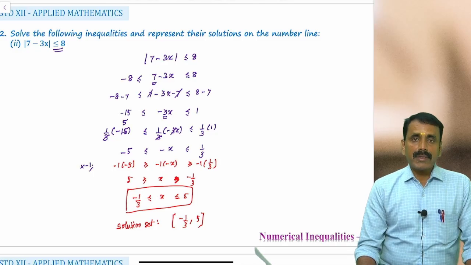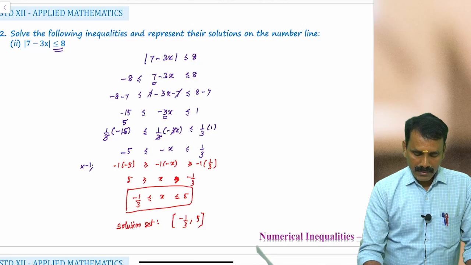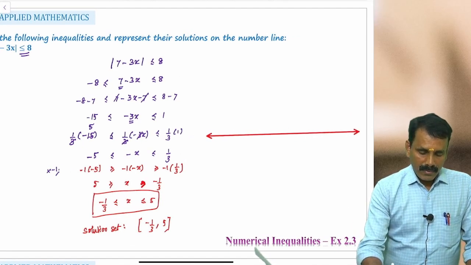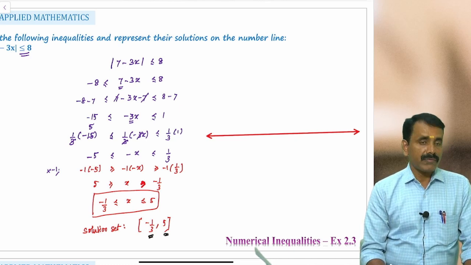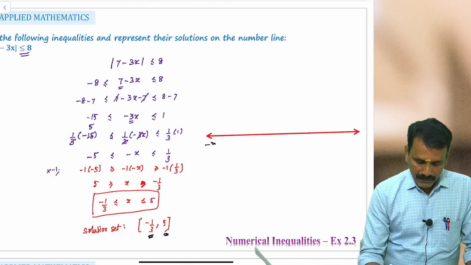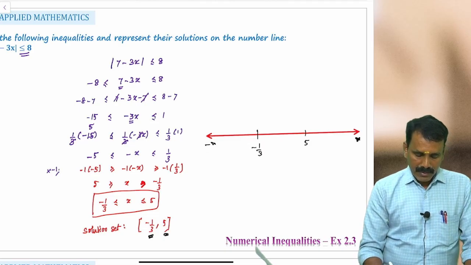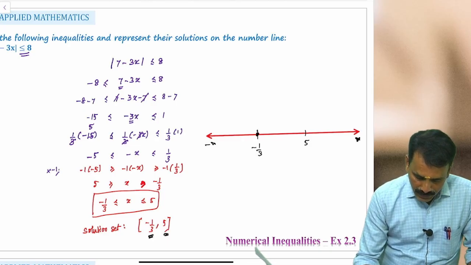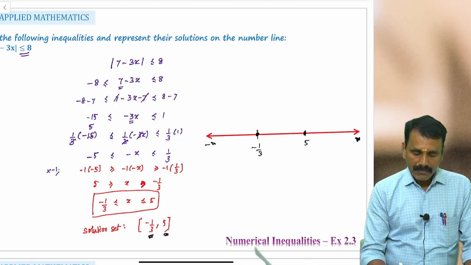If you want to represent this on a number line, we draw a number line. So we mark the points. One point is minus 1 by 3, the other one is plus 5. This is minus infinity, plus infinity, minus 1 by 3 and plus 5. And both values are included. Because both are included, we darken those endpoints, and x is going to lie between minus 1 by 3 and plus 5. So we shade the region.